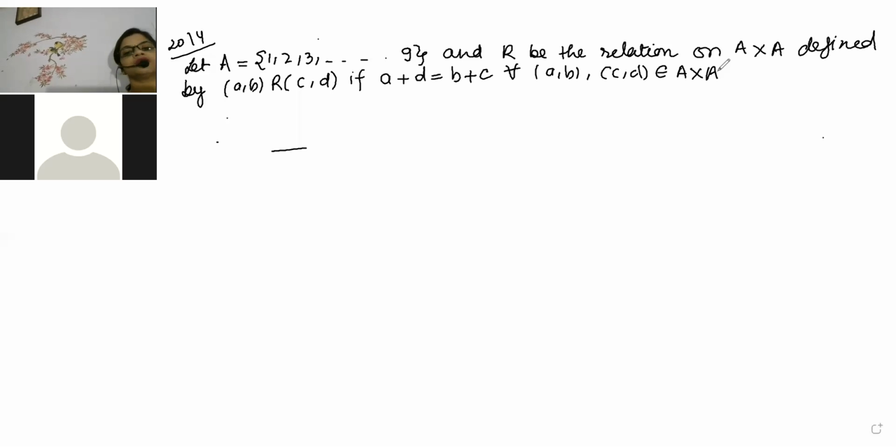Yesterday when we did this question, they had made only a slight change. They gave it for N cross N. Now they are giving it for A cross A. They asked this question, I think, in 2010, and after that they asked this question again in 2014.